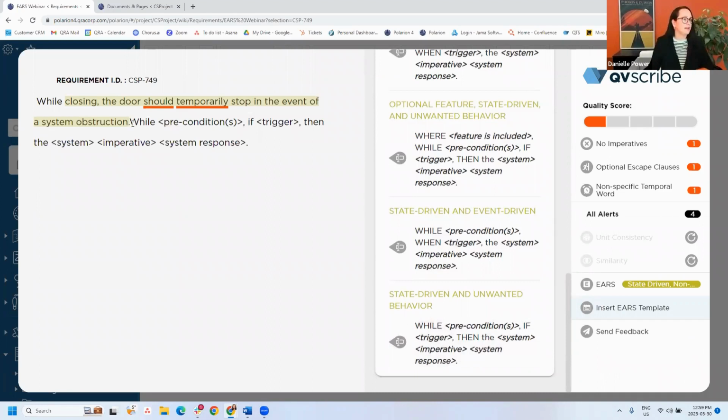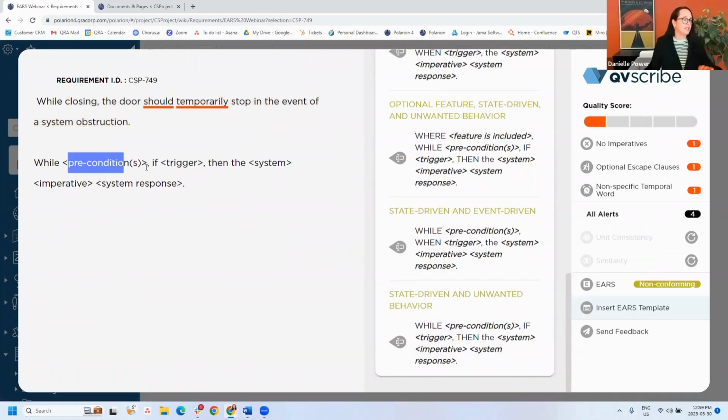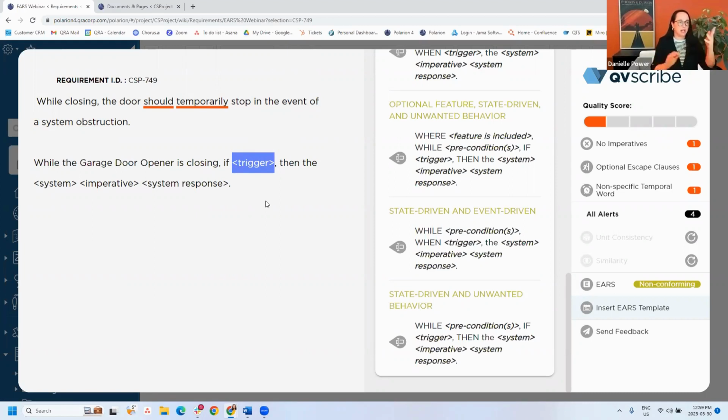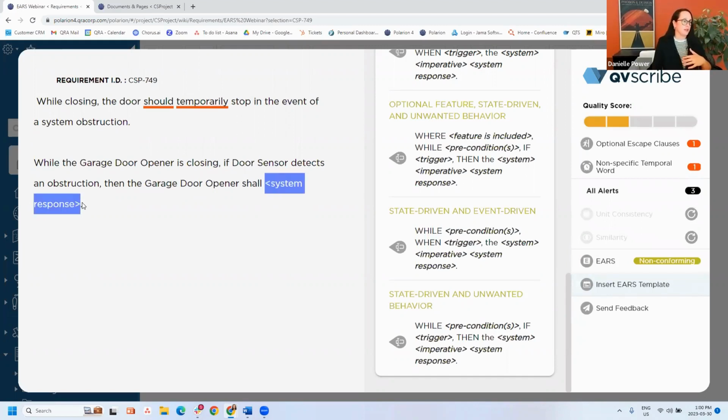So where is state-driven and unwanted? There we go. Very quickly, I'll go through this. In this case, the precondition is while the garage door opener is closing, because then we're going to be talking about it being able to stop in the event of a system obstruction. So this is an undesired trigger. So if the door sensor detects an obstruction, then the garage door opener shall, which is our imperative, and then our system response in this case, shall stop the garage door. And I realized this is just if the garage door is closing.